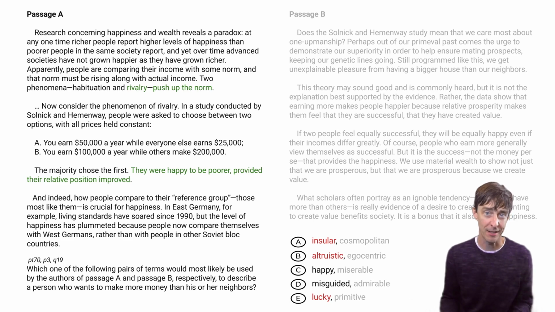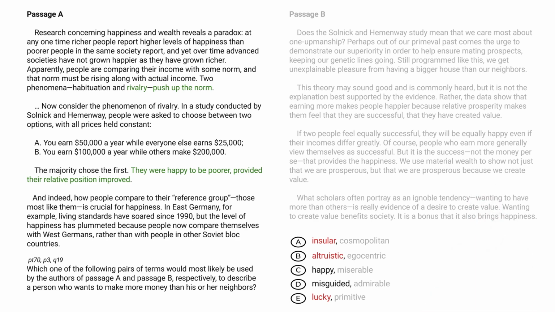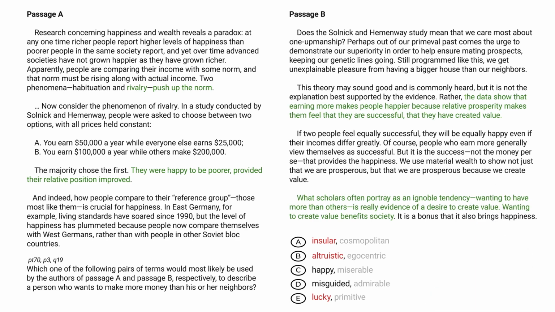It's certainly not altruistic that you want to make more money than them, and you're lucky to want to make more money. That doesn't even make any sense. So we would be down to they're happy to make more money or they are misguided to want to make more money. Okay. How is passage B describing people that want to make more money? She was saying, well, they're just seeking a sign that they create value. It's really a thing that benefits society. So when I look at this stack of adjectives, I would say it has nothing to do with being miserable or primitive. That feels like the opposite. She's painting it with a more flattering brush. D is the only answer that doesn't have a strike against it.